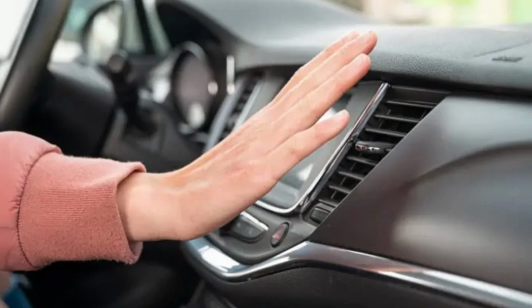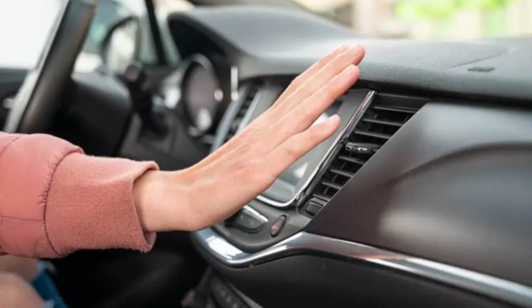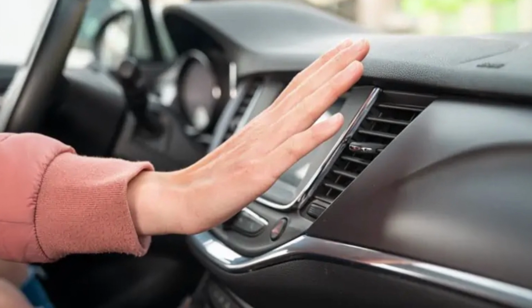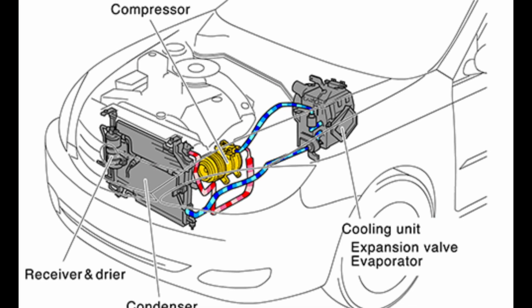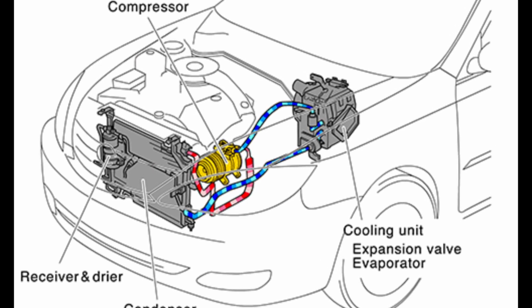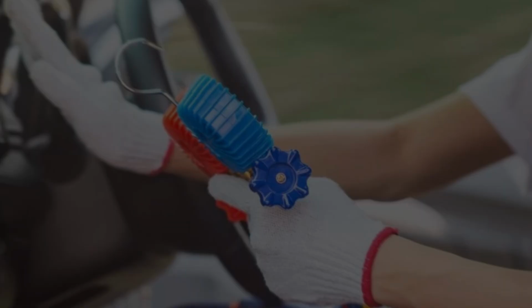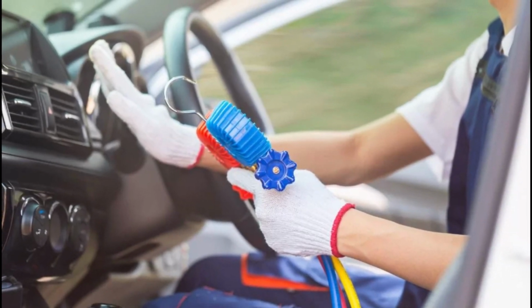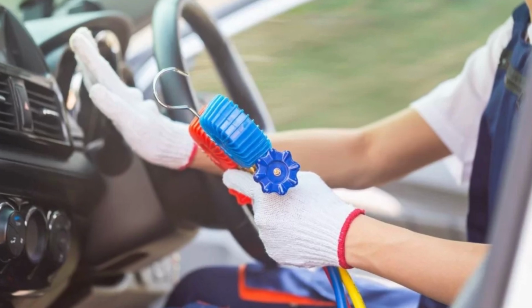AC system shutting down completely. In some cases, a faulty AC pressure switch can cause the entire AC system to shut down. This can happen if the switch detects dangerously high or low refrigerant pressure levels and automatically shuts off the system as a safety precaution. If your AC system suddenly stops working without warning and won't turn back on, it could be due to a pressure switch failure.